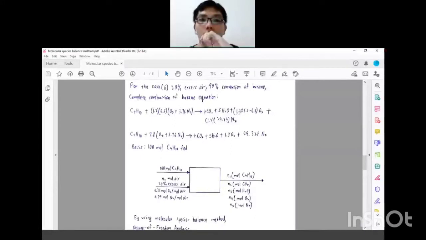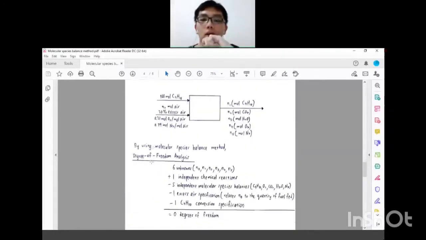Since it reacts with 20% excess air, there will be leftover oxygen at the outlet stream. So in order to find the remaining number of moles of oxygen, we multiply 1.2 times 6.5 minus 6.5 reacted with the butane. So you will get 1.3 moles of oxygen and 29.328 nitrogen.